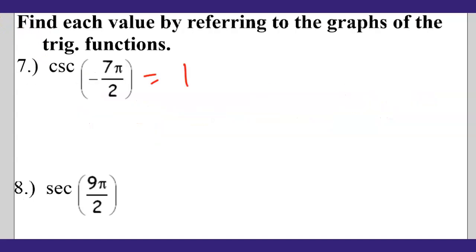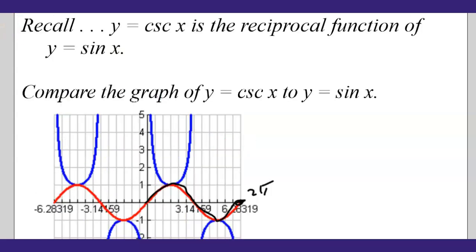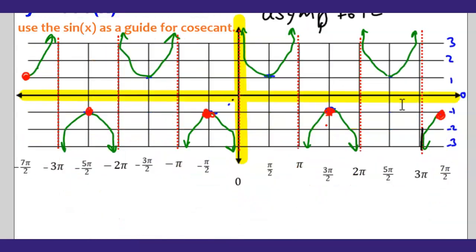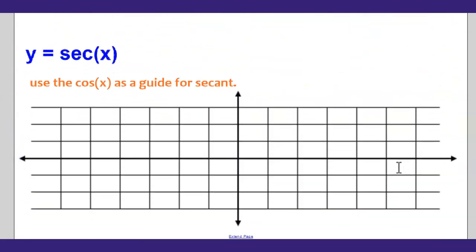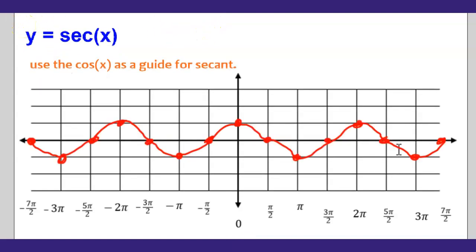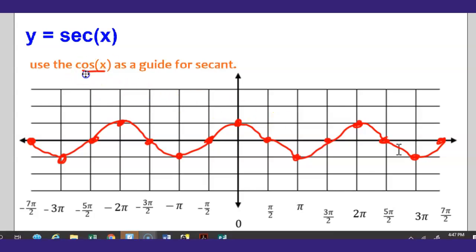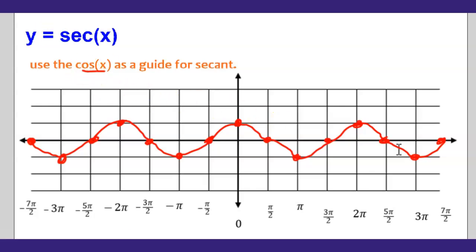We need to look at the secant graph. So here's the secant graph. To start off, I'm going to graph cosine first. So here's cosine. Now that we have the cosine graph, what we're going to do is graph secant.